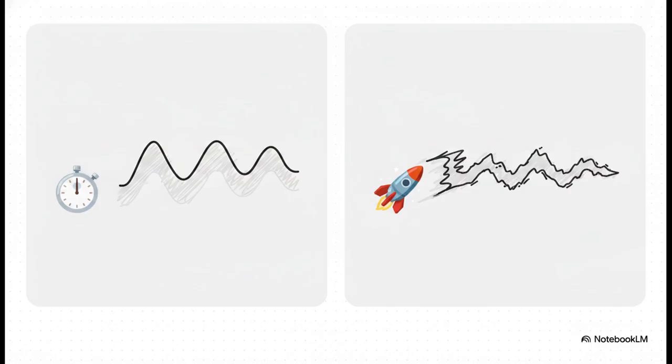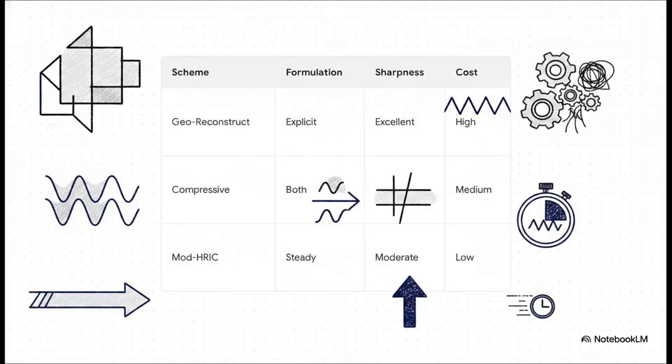Alternatively, you can use an implicit scheme. This has no speed limit, meaning you can compute larger time steps much faster, but it comes at the cost of less accuracy, slightly smearing the fluid interface due to numerical diffusion. When you compare your options here, schemes like geometric reconstruction offer excellent interface sharpness, but they only work explicitly, meaning they come with a high computational cost.